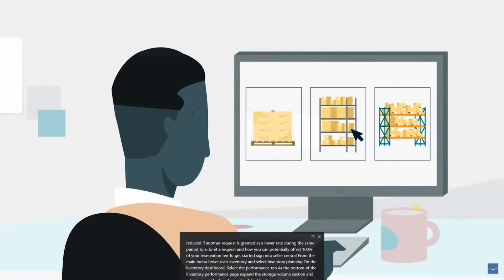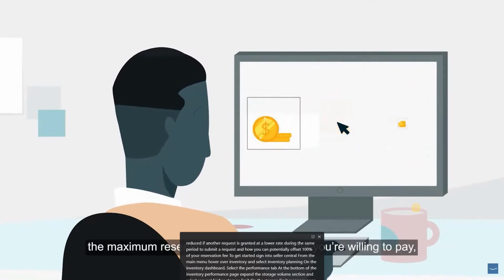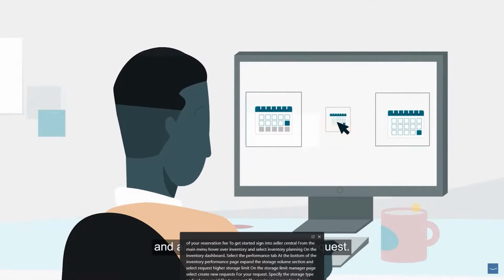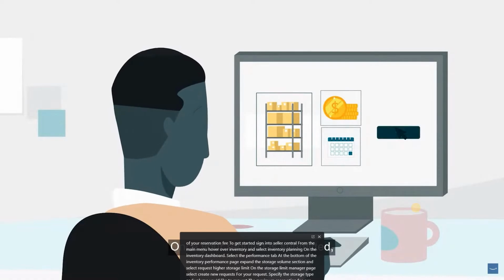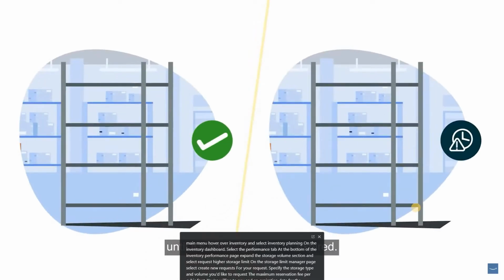For your request, specify the storage type and volume you'd like to request, the maximum reservation fee per cubic foot you're willing to pay, and an expiration date for the request. Once your request is submitted, you can track, edit, or cancel it until it's either granted or expired.